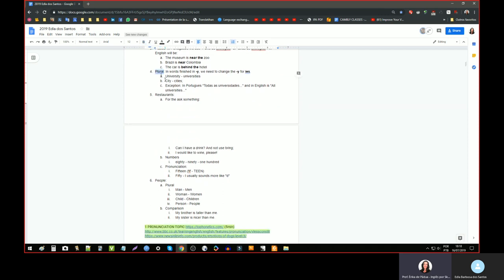Very nice. Plural, what does it say about the plural form? The plural is about words finishing in Y. You need to change the Y for I-E-S. Yes, for example, universities, city. And there is an exception compared to Portuguese. In Portuguese, we say "todas as universidades." In English, it's just "universities." Yes, you don't use "all." Universities. Yes, all universities. Very nice.